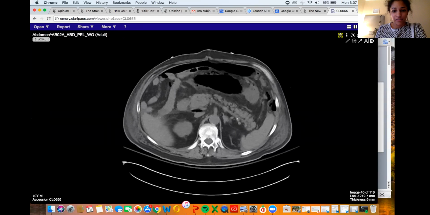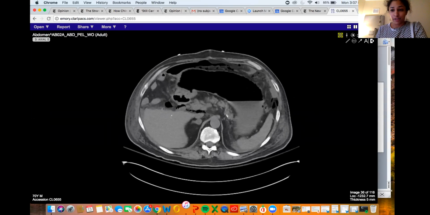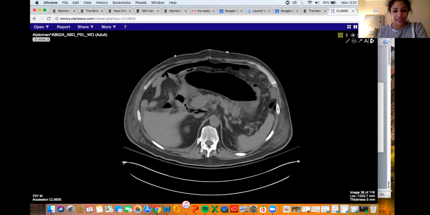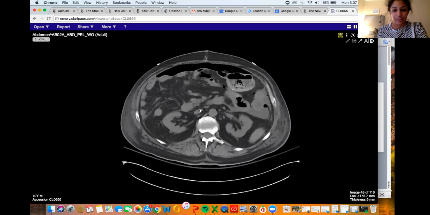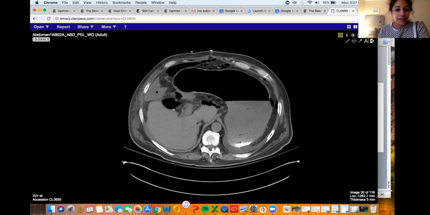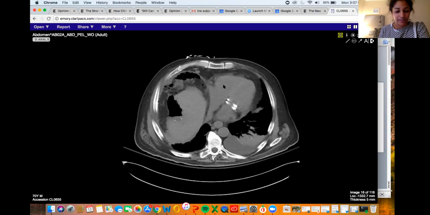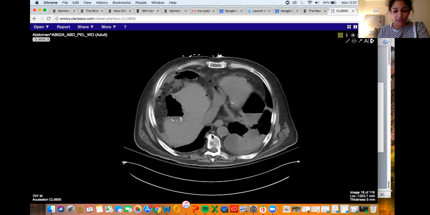The stomach was very distended. They asked us if we thought this was appropriate for post-op, and we said it seems like a lot of air. There wasn't a lot of fluid though, so it was a little bit unusual. And then there was air within the hepatectomy cavity up here. So it was a little weird.